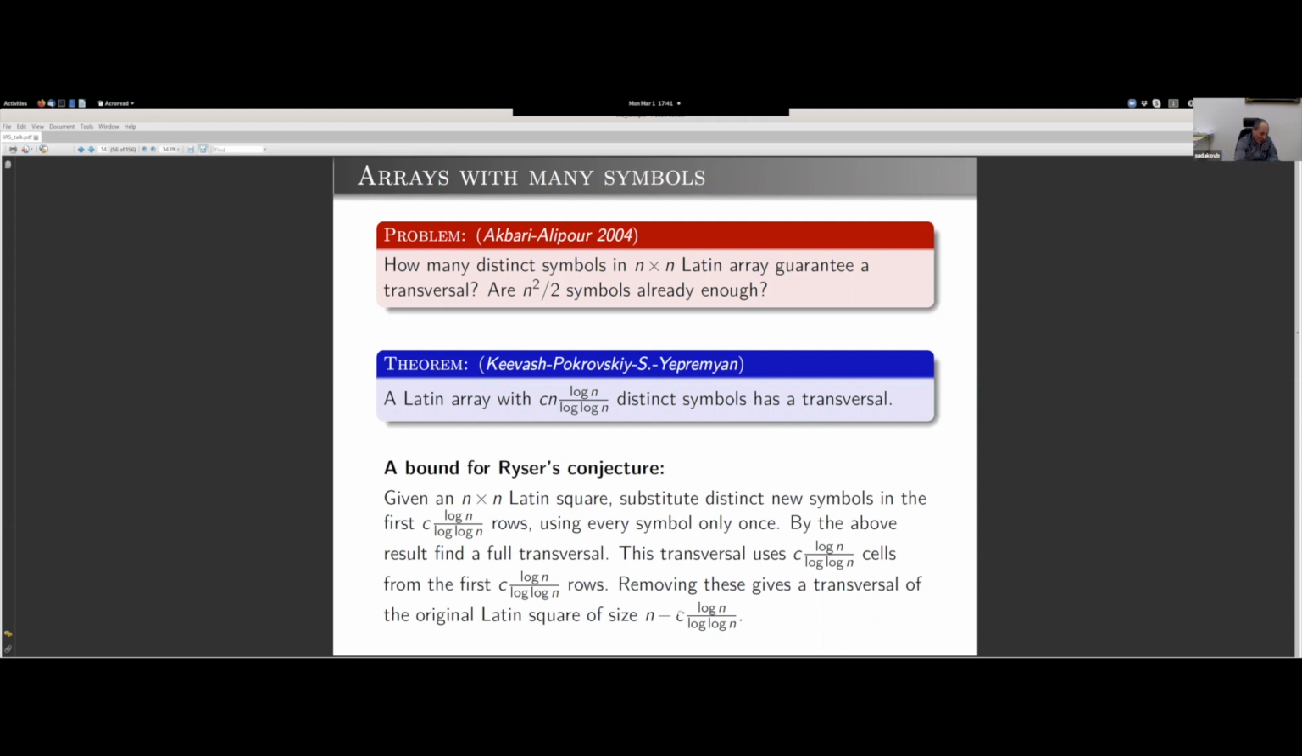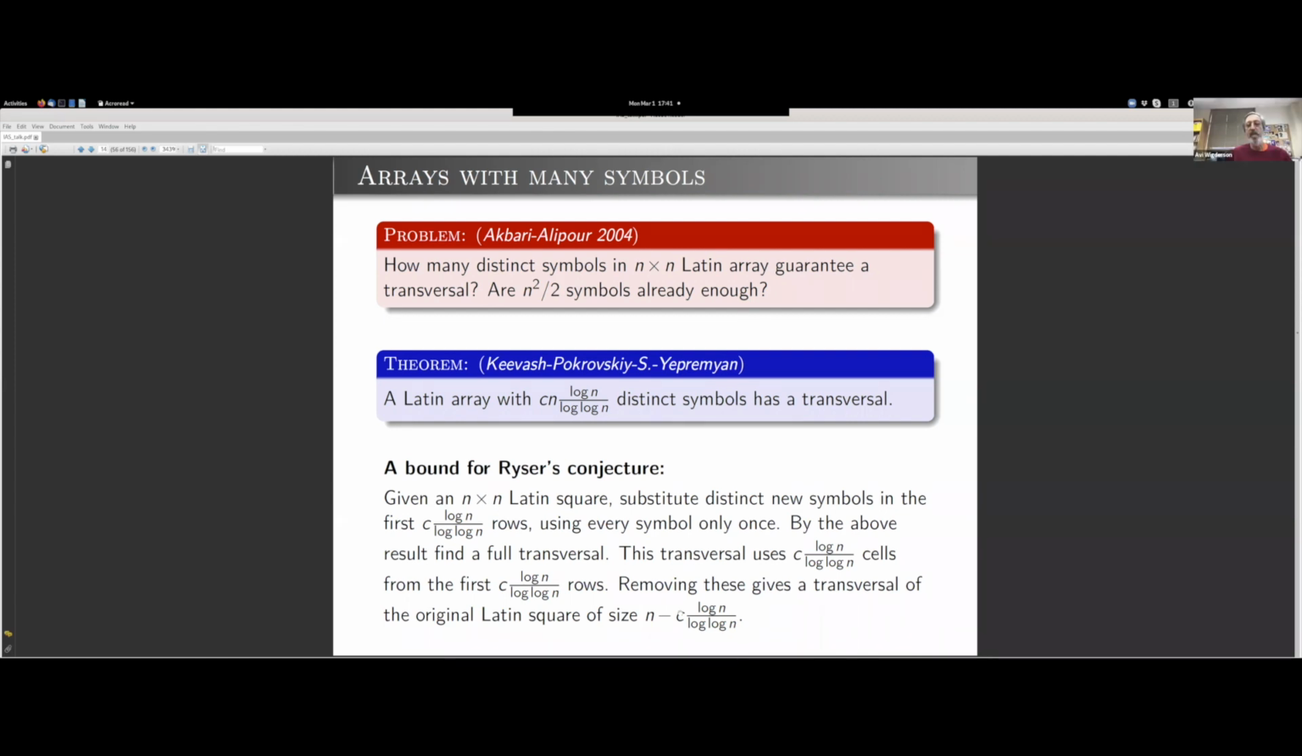And as I said, since we don't know the Ryser conjecture, one way to attack it, for example, would be to show that any Latin array with a big constant n symbols already has a transversal. This will give you the bound n minus a constant for the Ryser conjecture by the reduction which I just showed.